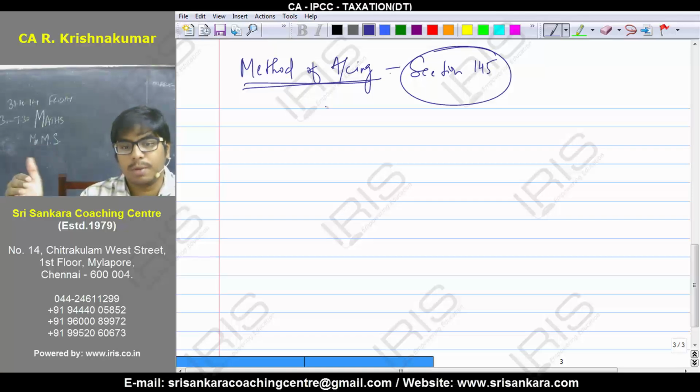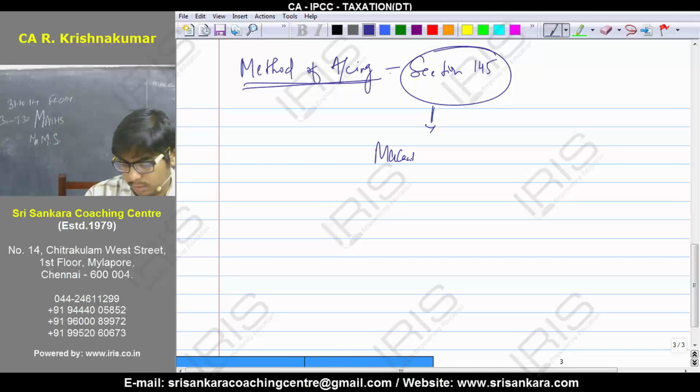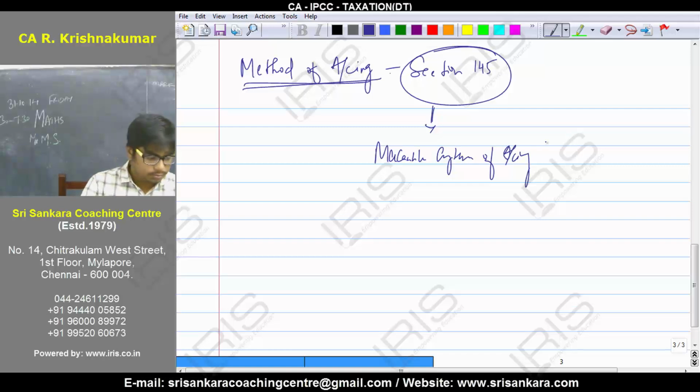Similarly, for house property, there is nothing defined. So you can use any of the cash basis or due basis, whichever you can follow. But in terms of PGBP, you have to follow only the mercantile system of accounting. So due basis shall be adopted for charging the income, right?